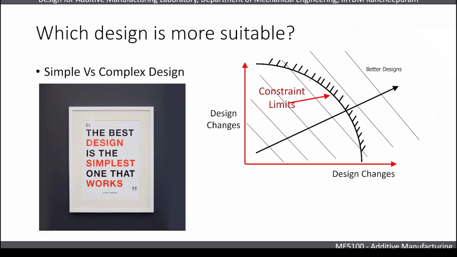When you talk about constraints, we always talk about simple versus complex designs, and we normally go for design changes. When these are the constraints, we get to overcome them to get a better design. So this is the design space. But Albert Einstein once said that the design that works is the simplest one. The best design is the simplest one, and simplicity is very important. But additive manufacturing likes complexity because it can introduce a lot of complex designs.